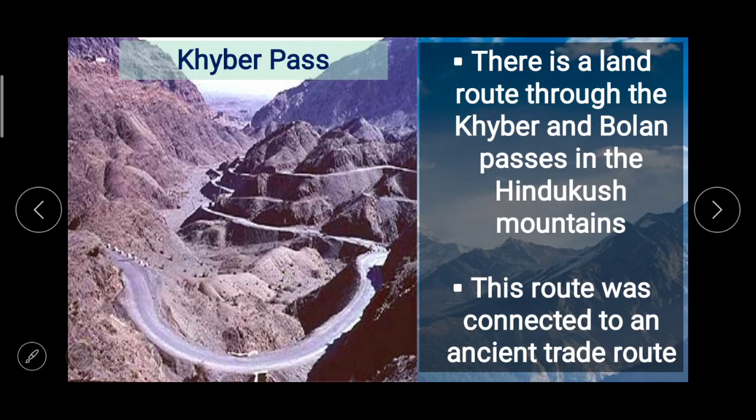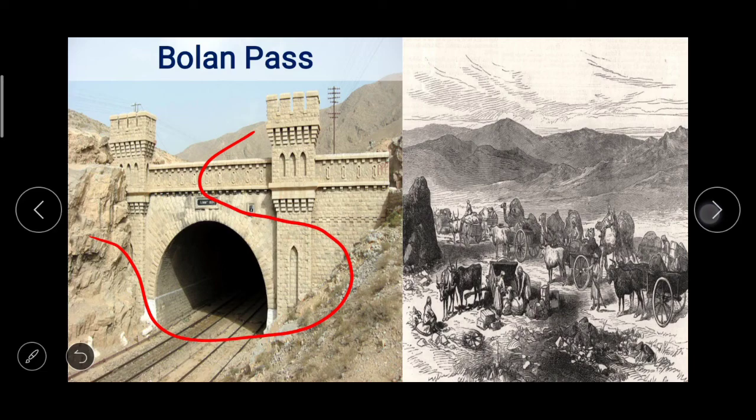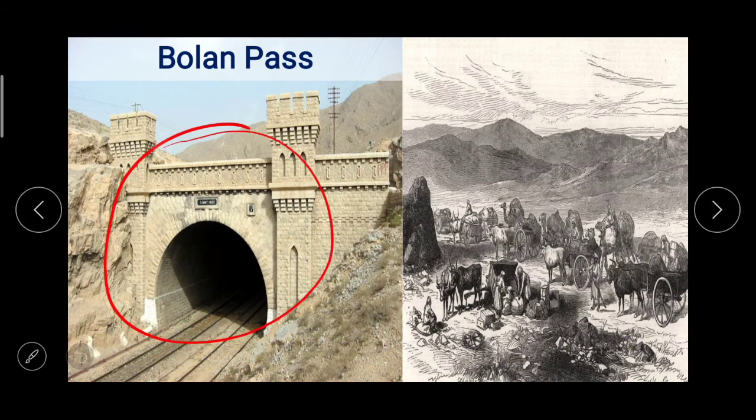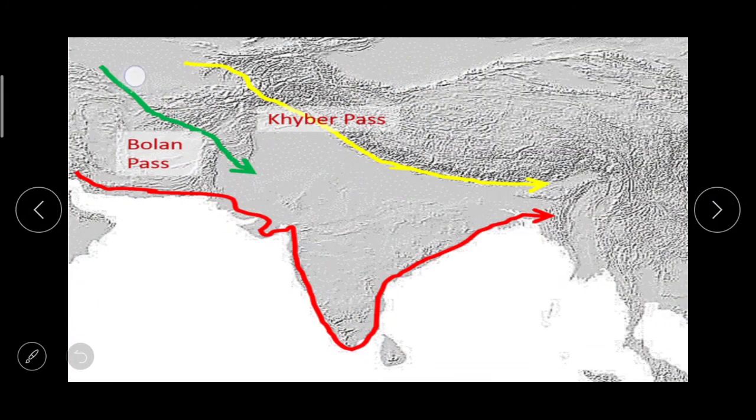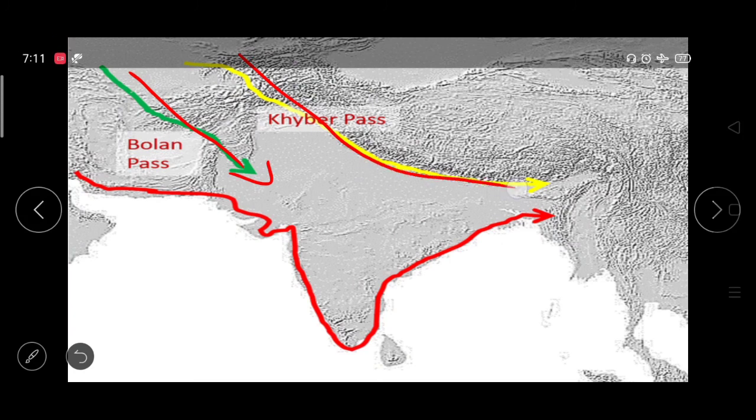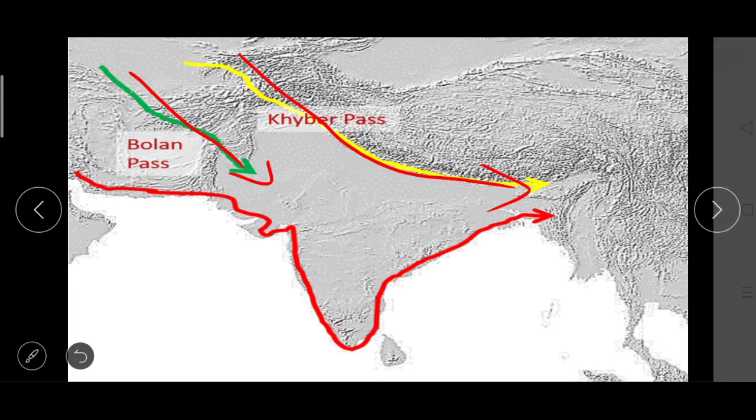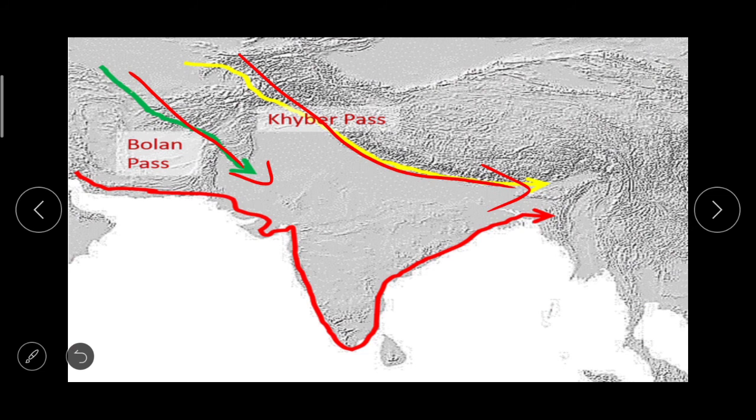Here now you can see this one, Khyber Pass, which goes through Himalayas. There is a land route through the Khyber and the Bolan passes in the Hindu Kush mountains, and this route was connected to an ancient trade route which is known as the Silk Route or Silk Road. Bolan Pass, like the Khyber Pass. Here now easily you can understand with this map where exactly the location of Bolan Pass and the Khyber Pass is.